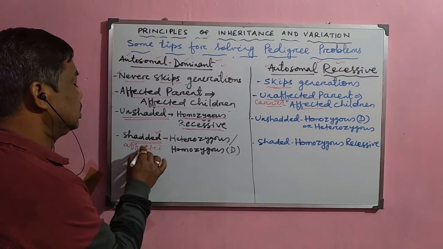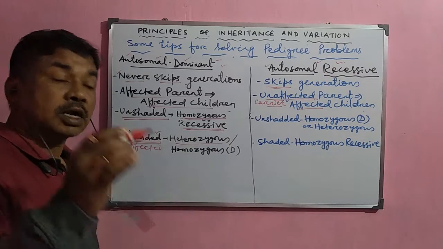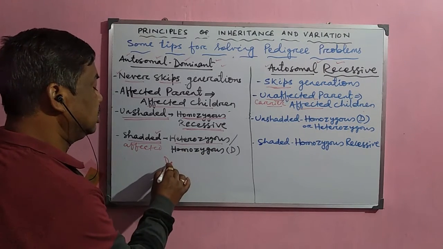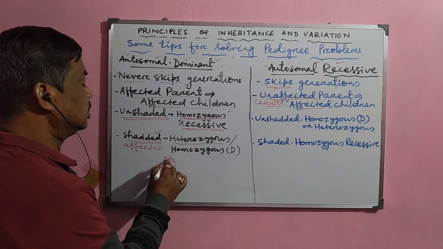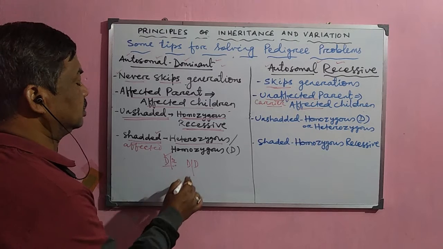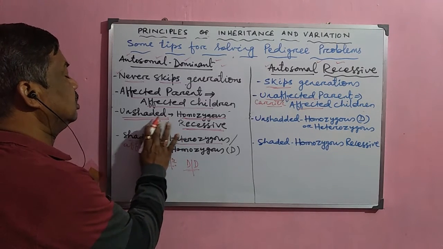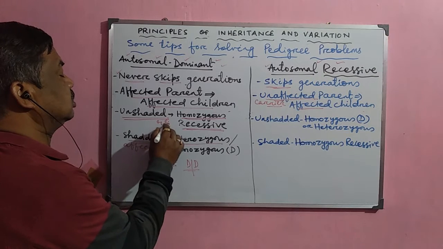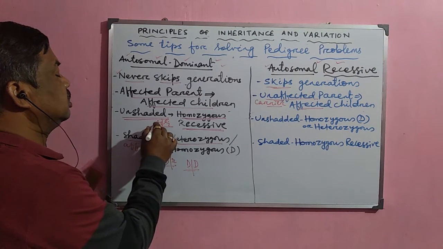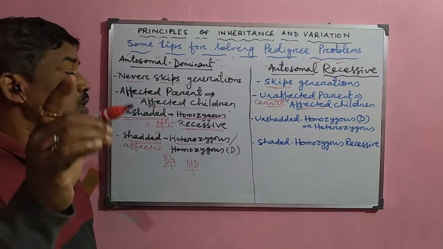So that is why, in the case of an affected individual, what happens? It must be either a heterozygous condition, that means one dominant and another recessive. In this condition, if it is dominant, then it is expressed. But in this case, suppose it is small d, the recessive form. So these are in recessive form, that means it is unshaded and no disorder is there.